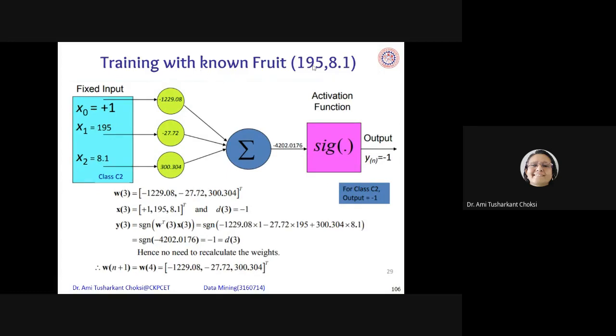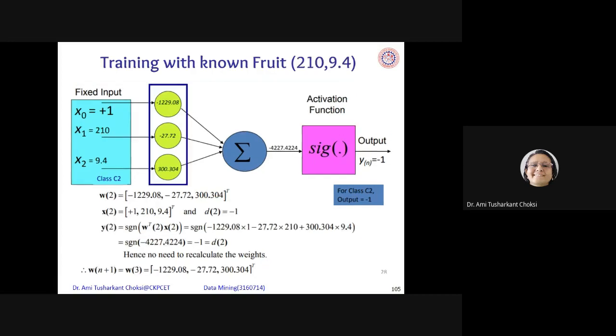Training with known fruit: 195, 8.1, plus 1 as the fixed input bias. 195 is for the known fruit, and x2 is 8.1. Fine. Now the weight factor is the same as before, as there is no recalculation here because the actual output and desired output were the same. So we take the same weights.